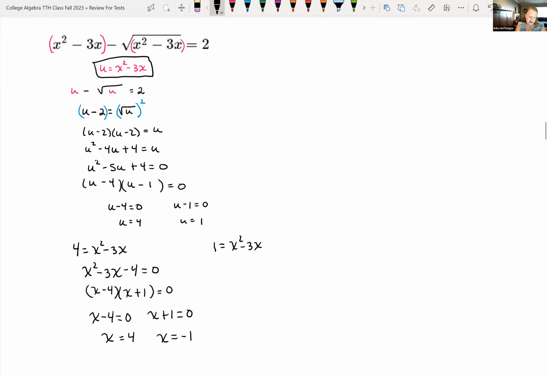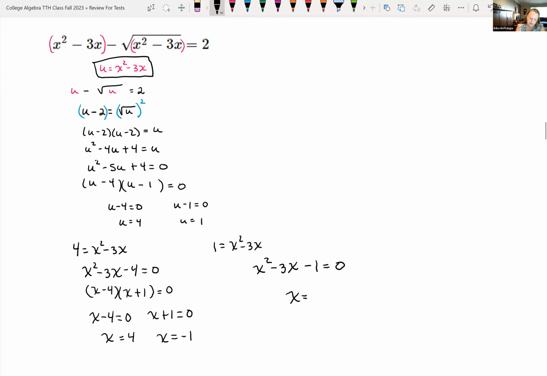So looking at the next equation, we want to set this equal to 0. So we would subtract 1 on both sides. Doing so, we would have x squared minus 3x minus 1 equals 0. I notice that this is not factorable, and so I can approach it by using the quadratic formula.